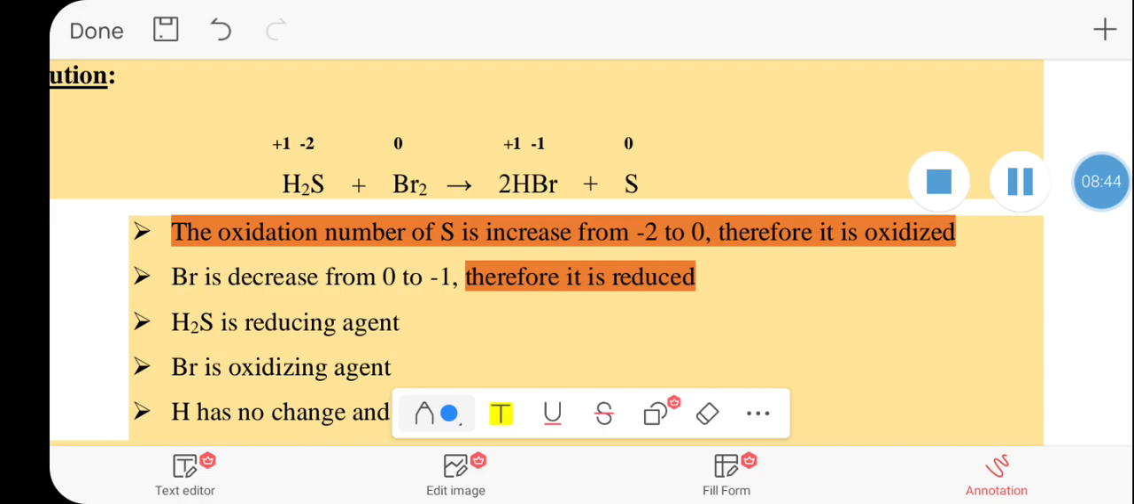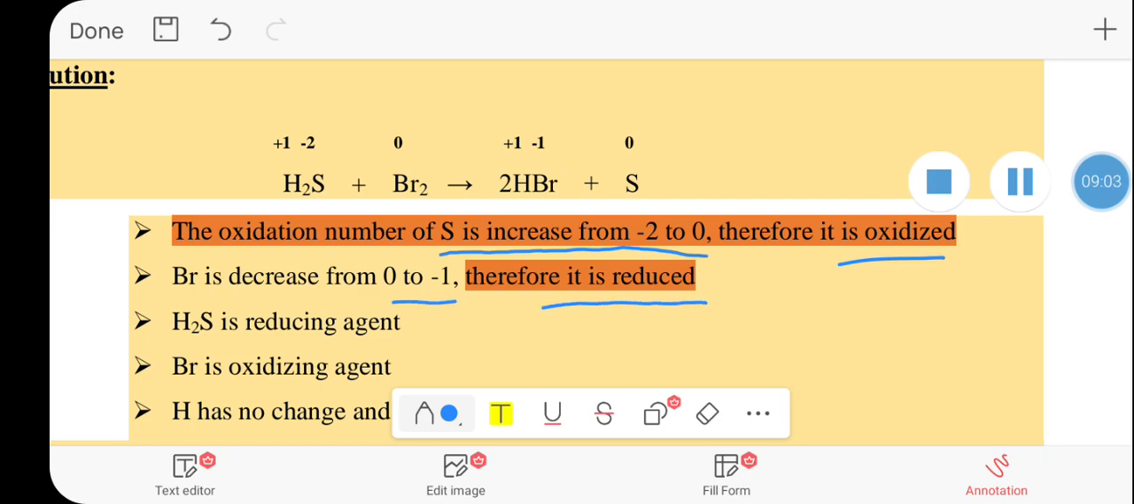From the above diagram that we have seen, the oxidation number of sulfur is increased from -2 to 0. Therefore, it is oxidized. Bromine is decreased from 0 to -1. Therefore, it is reduced. Hydrogen sulfide is the reducing agent because the substance sulfur that oxidized exists in hydrogen sulfide, while bromine is the oxidizing agent.